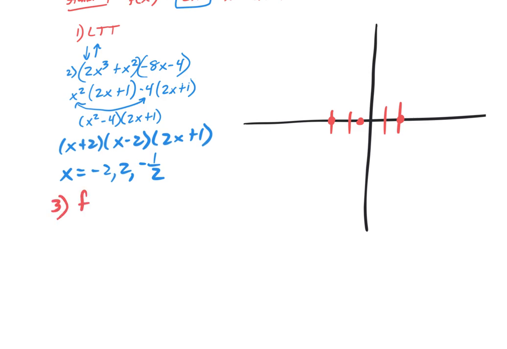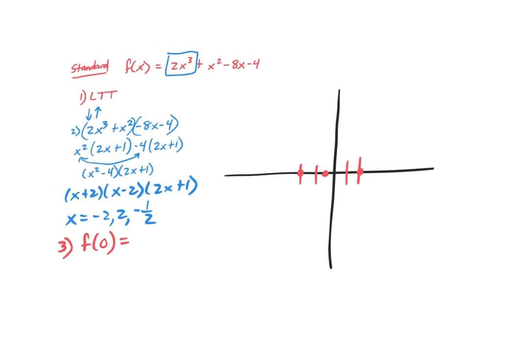For step 3, we're going to plug 0 in for x. We're going to find the y-intercept, because whenever I plug 0 in for x, it's going to be 0 something, and so that's going to end up somewhere on the y-axis. Here's the great thing about the y-intercept. When I plug 0 in here, 0 cubed is 0 times 2 is 0. 0 squared is 0. 8 times 0, still 0. So 0 plus 0 minus 0, still 0. My y-intercept in standard form is always going to be the constant. It's always going to be the number at the very end of the function. And so my y-intercept here is going to be 0, negative 4.